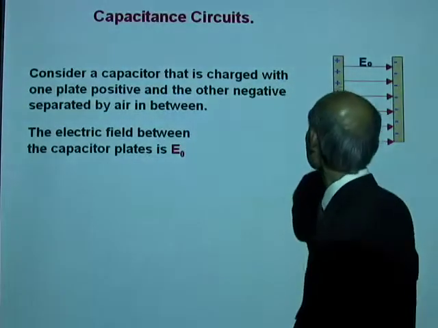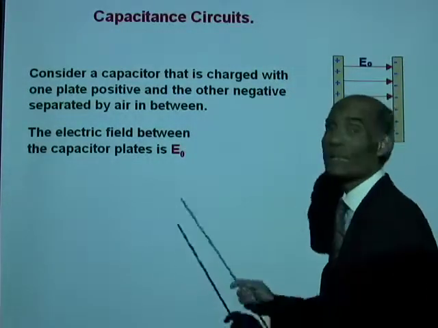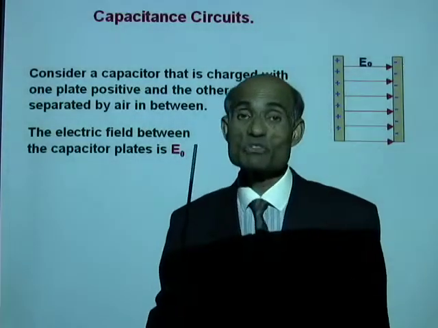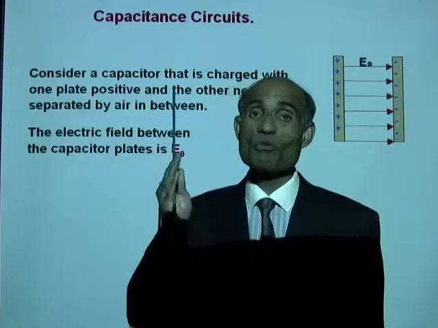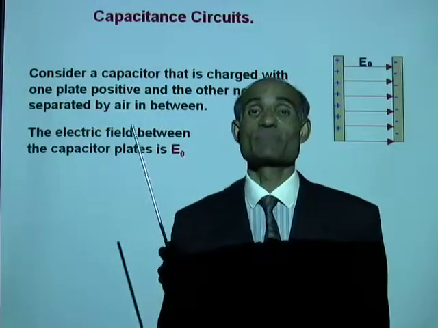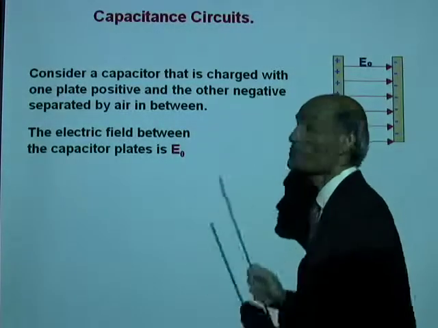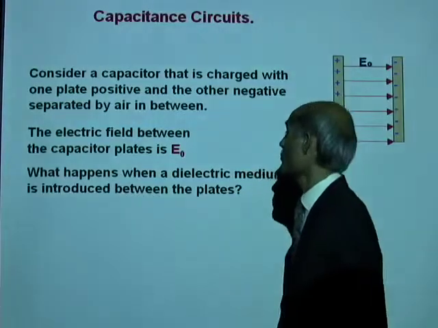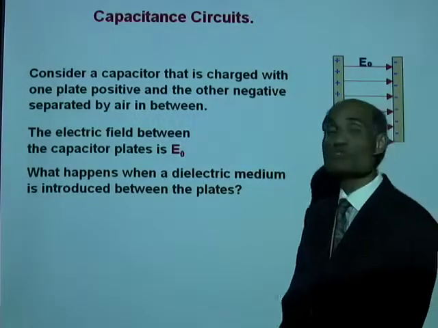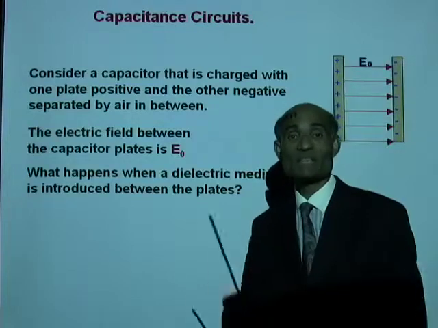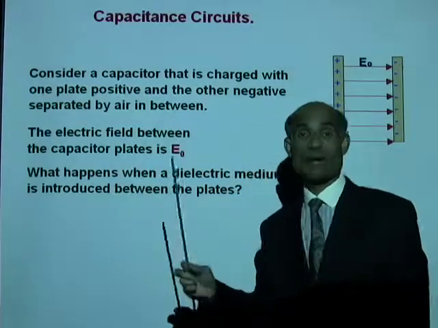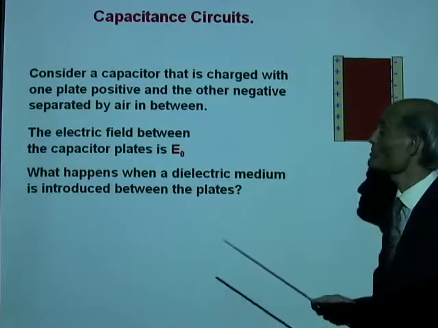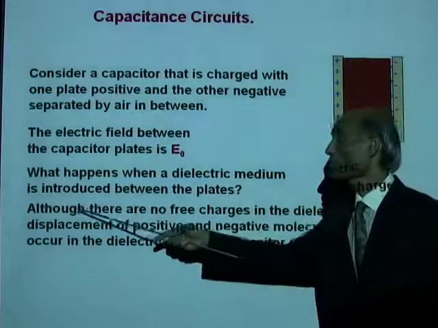The electric field between the two plates, we are now going to represent by E0. That means this is the initial electric field before we place a dielectric. At the moment you have air between the capacitor plates. Now, what happens when a dielectric medium is introduced between the plates? Let's introduce a dielectric and see what happens. I have now placed a dielectric in between the two plates.